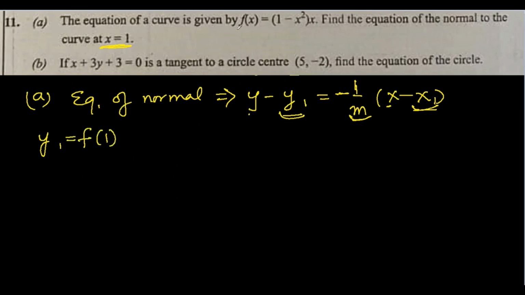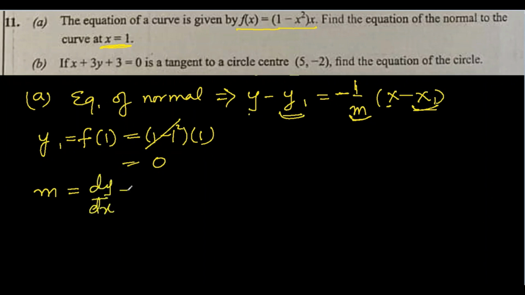This is the equation of the function. We'll substitute 1 in place of x and we'll get the corresponding y. So 1 minus 1 squared, times 1. So this is 0, and 0 times 1 is 0. So the y coordinate is 0. Now we need to focus on m. M is the gradient of the tangent, not the normal, which is the same as the differentiation of the curve, and we'll substitute x equal to 1.